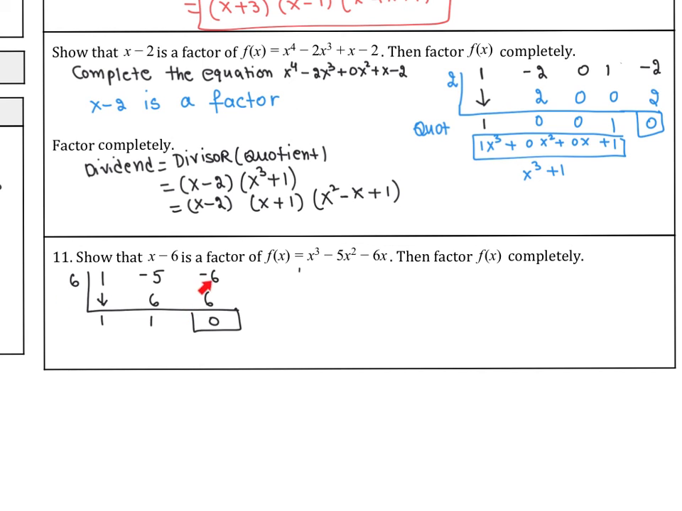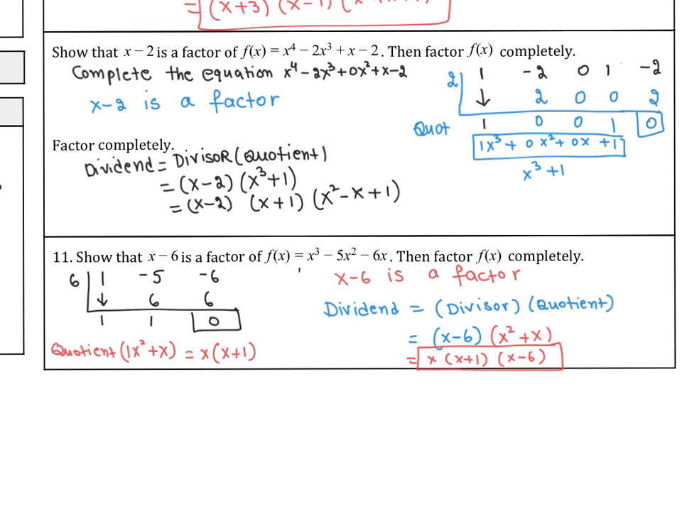1 times 6 is 6. The remainder is 0. It means that x minus 6 is a factor. And now we're going to turn this into a quotient form. So we start from 1 degree less than whatever we have here, which is x to the third. So we're going to start here with x squared plus x, and then take out the x to have it in factor form. So this is the standard form for the quotient, and this is the factor form for the quotient. So take out the x from here, and it is going to be x plus 1.